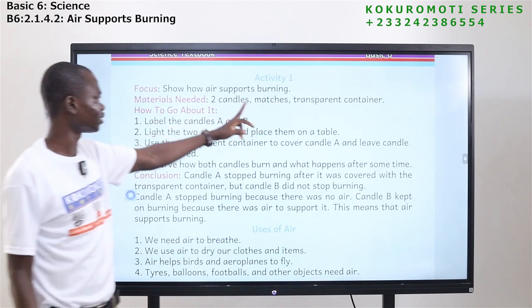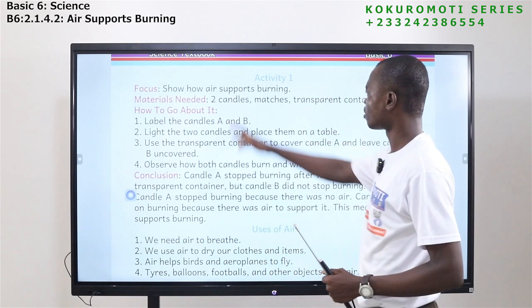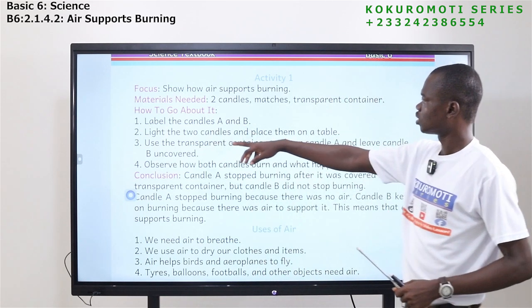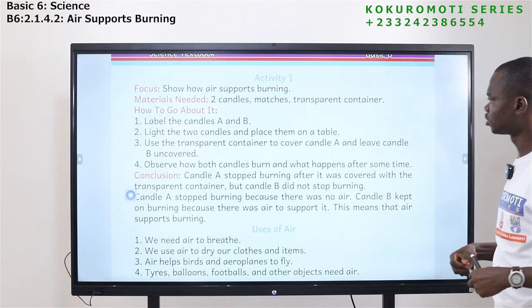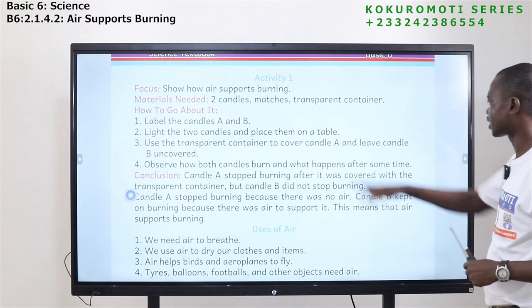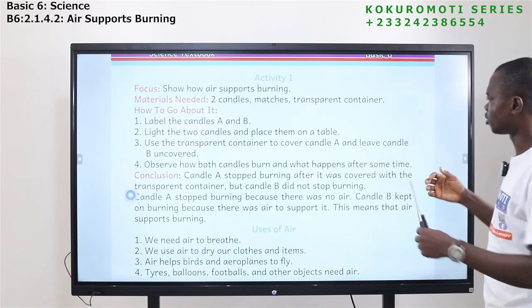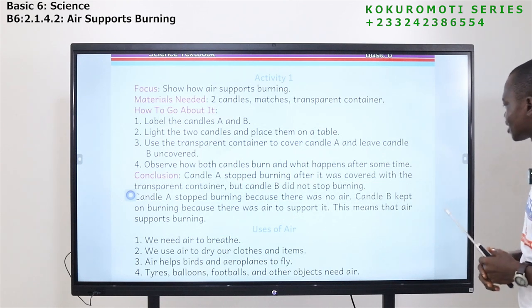Materials needed: 2 candles, matches, and a transparent container. How to go about it? 1. Label the candles A and B. 2. Light the 2 candles and place them on a table. 3. Use the transparent container to cover candle A and leave candle B uncovered. Observe both candles burn and see what happens after some time.